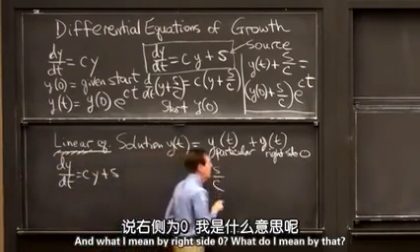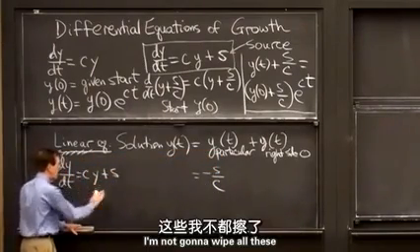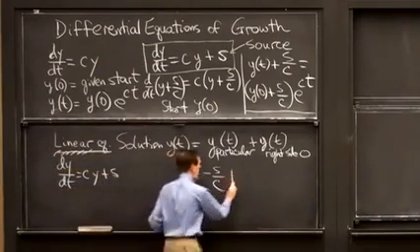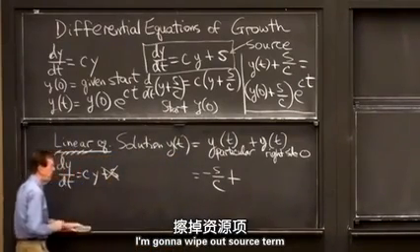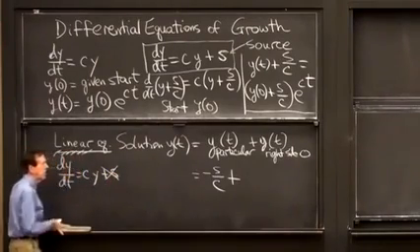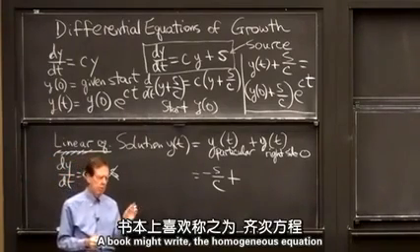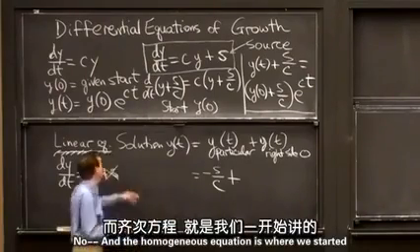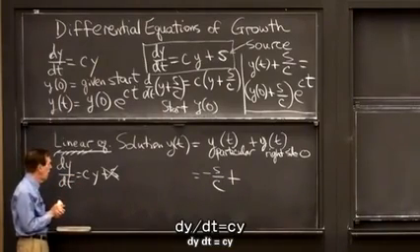And then what do I mean by right side 0? I'm not going to wipe out all of this. For this right side 0 part, I'm going to wipe out the source term. I keep the y's, but throw away the source in the right side. A book might often write this as the homogeneous equation, and the homogeneous equation is where we started: dy/dt equals cy. Okay?